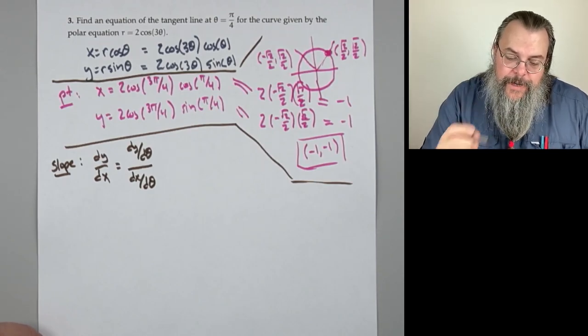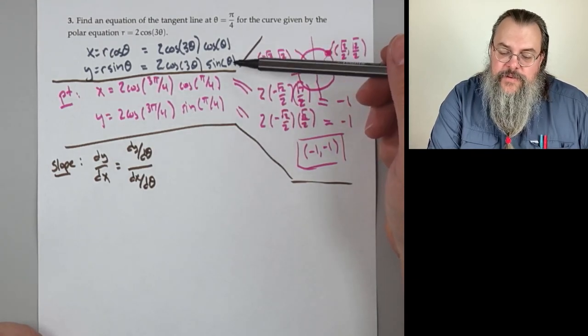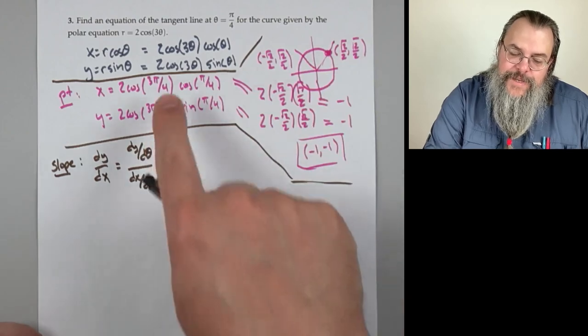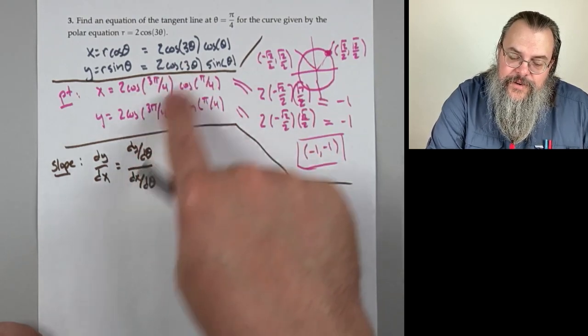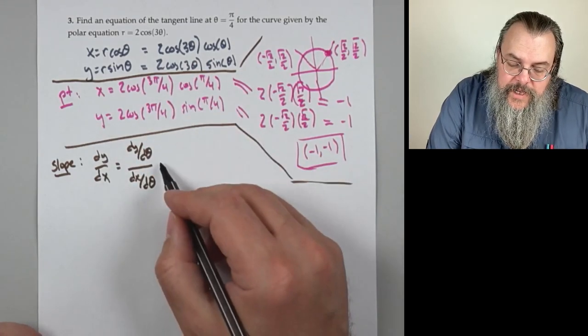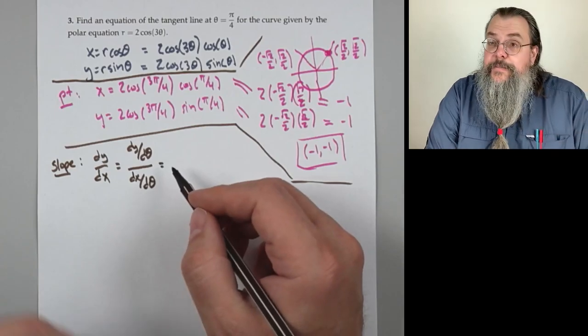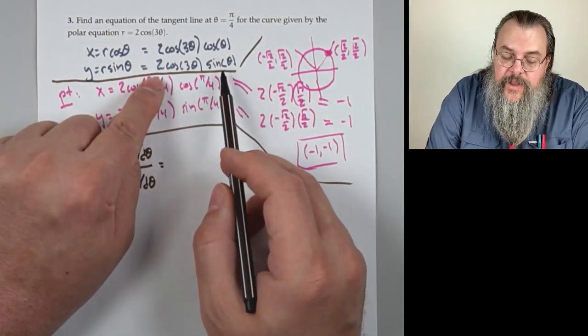Now, here's the part where I mess up. I say, oh, I take the derivative of this over the derivative of that. No, no, no. Be careful. Derivative of y, that goes here. So it's that part. Okay, I don't think I gave myself enough space, but that's all right. I'll write small. So, taking the derivative of y with respect to theta.